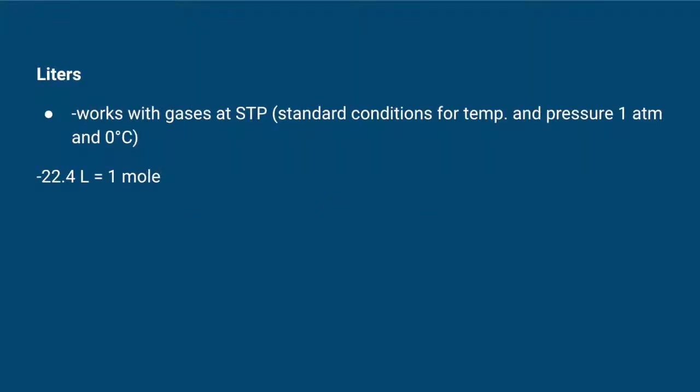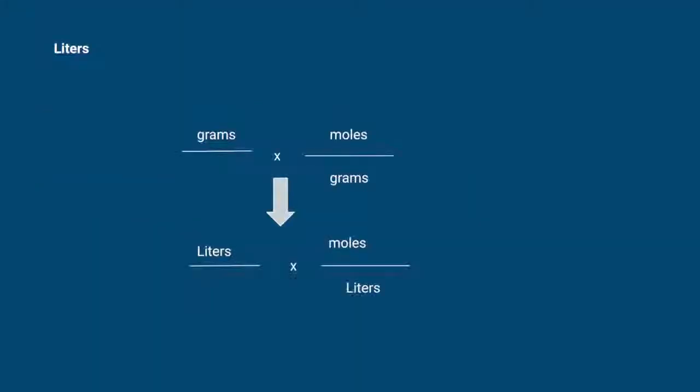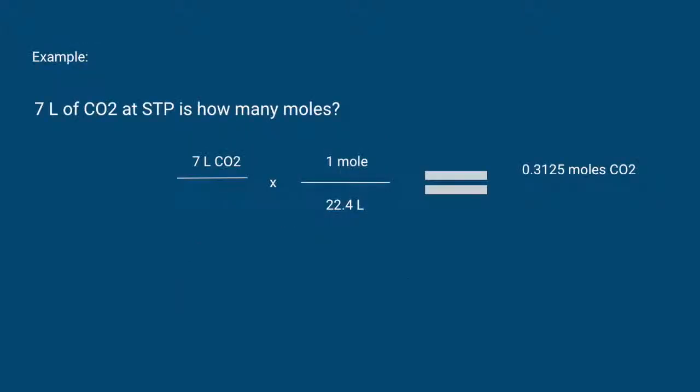So next is liters. The thing with converting liters is that it only works if the gases are at STP. But the problem will tell you if the gas is at STP, so don't assume the gases are if nothing is stated. So when these conditions apply, 22.4 liters is equal to 1 mole. If you look at the equation, you just replace grams with liters. So let's do an example. So we have 7 liters of CO2 at STP. You start with the 7 and then put the 22.4 liters in the denominator and get 0.3125 moles of CO2.